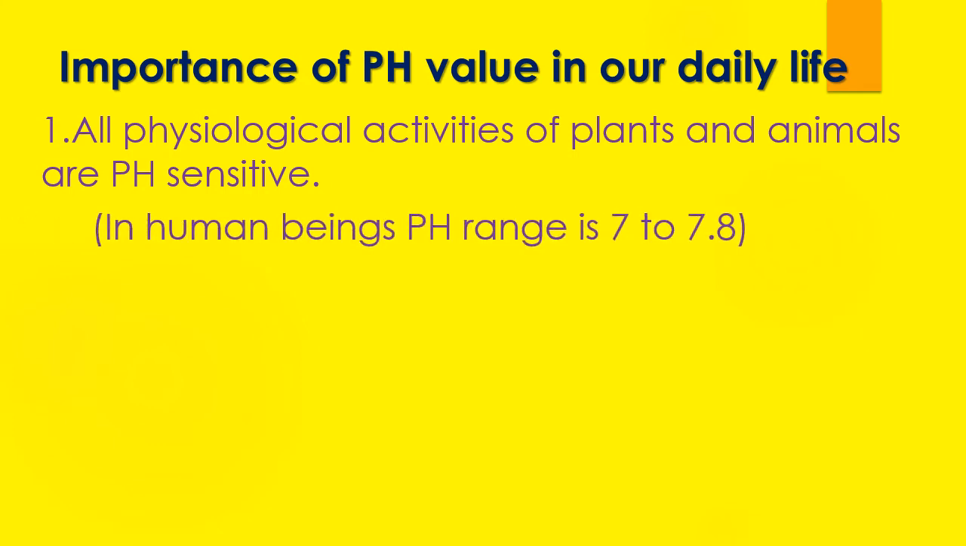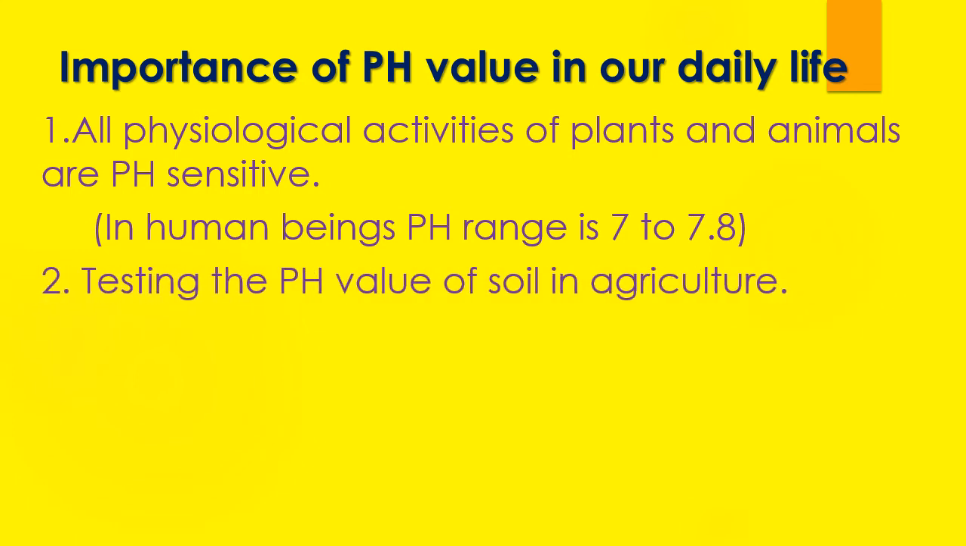I give a small example for you. In human beings, the pH range is between 7 to 7.8. In this range, our body works better. If the pH value changes beyond 7.8, it may cause us some other health issues. The next point is, in agriculture, we must know the pH value of the soil, because by knowing it, we can select suitable fertilizers to get a better yield.